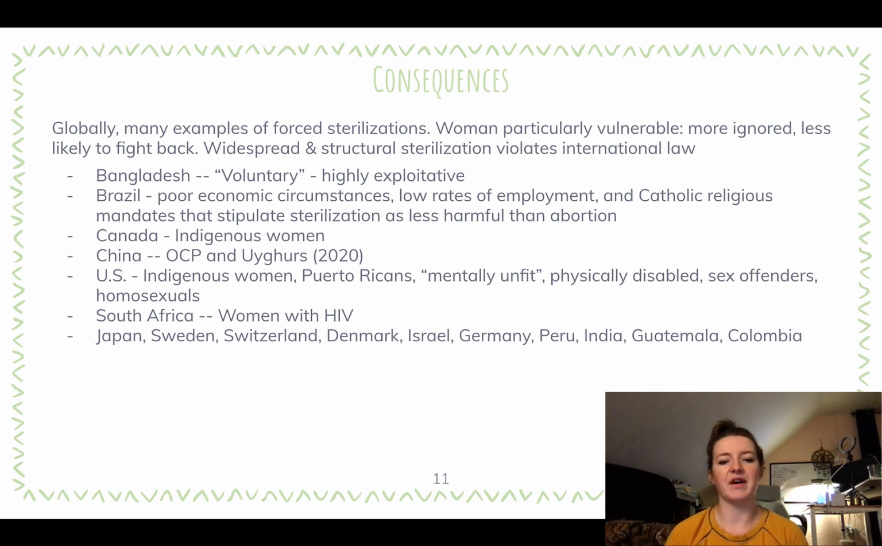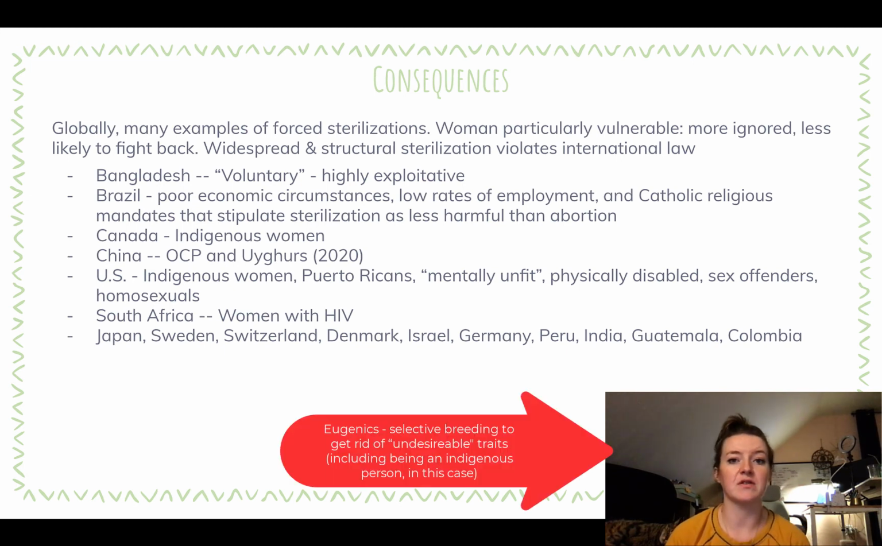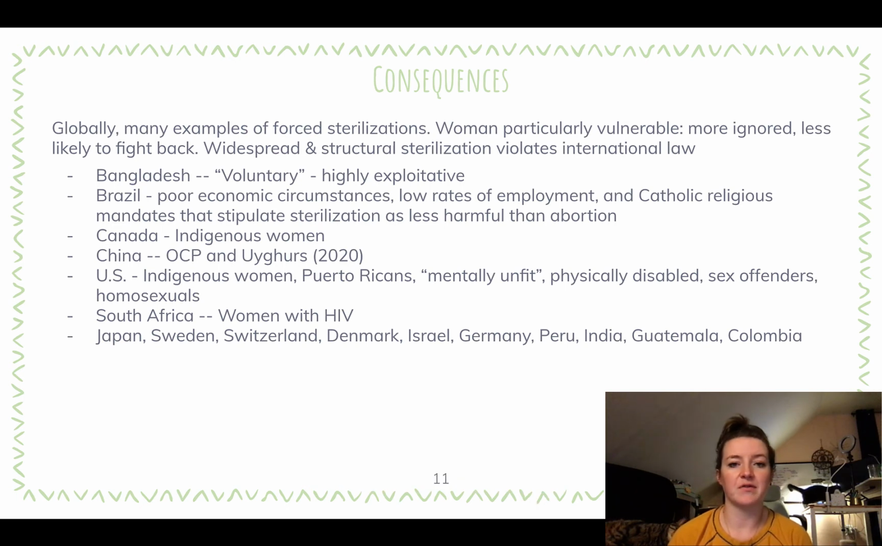In Canada, we've had a few instances, including in the late 1900s, Indigenous women in Alberta and British Columbia. The goal in mind here was eugenics. So in China, we had the one-child policy where we saw a lot of forced sterilizations, and in 2020, we have also seen the Uyghur population have forced sterilization in concentration camps, and these are ethnic Muslims in China.